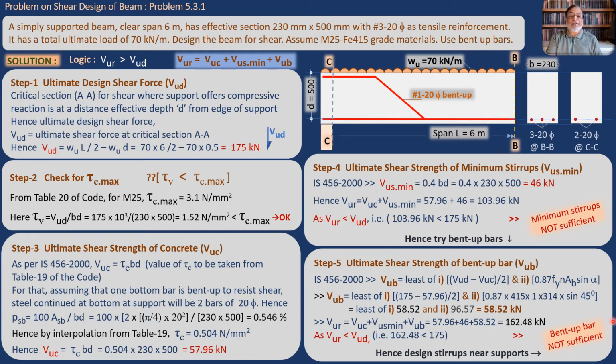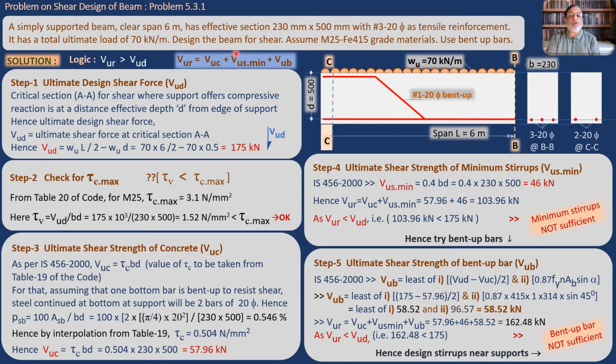But now we say that we cannot be happy with minimum stirrups. We need some extra stirrups. We need some additional stirrups than the minimum stirrups. The provision of shear stirrups is in our hands. Though VUC is fixed, VUB is fixed, this VUS minimum can be increased to some maximum value, some additional value.